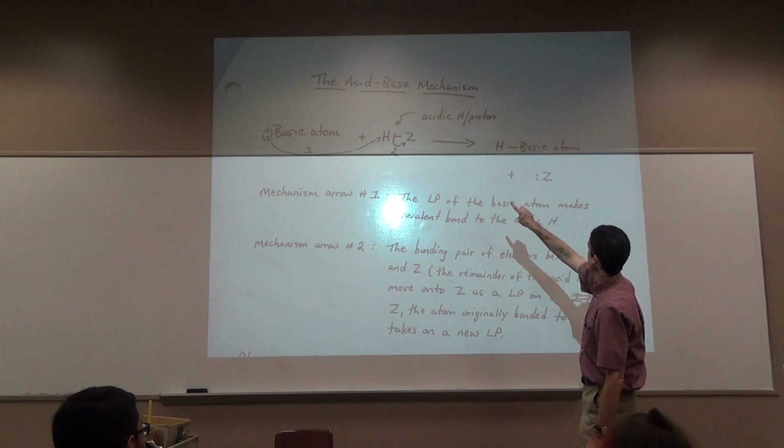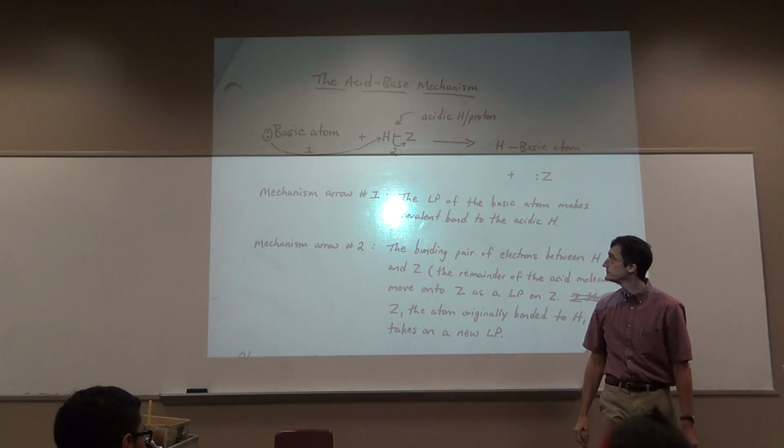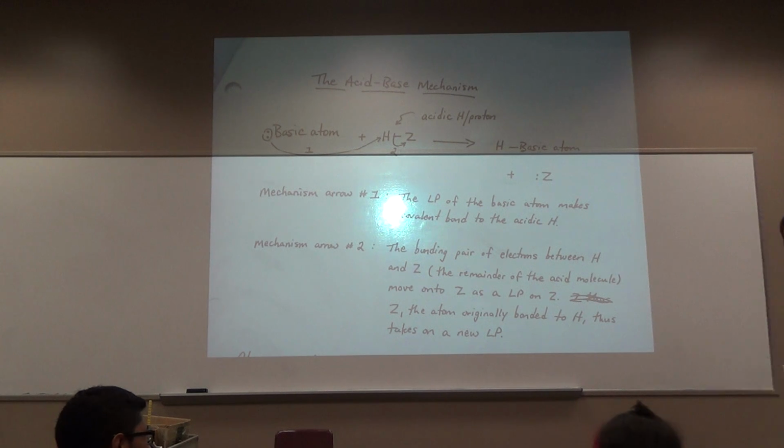Electrons move on to Z, and so there's now a lone pair there. I didn't show a charge because it doesn't have to be a charge. If it's neutral, it's going to become minus, but if it's positive, it'll become neutral. You can determine formal charges, right?